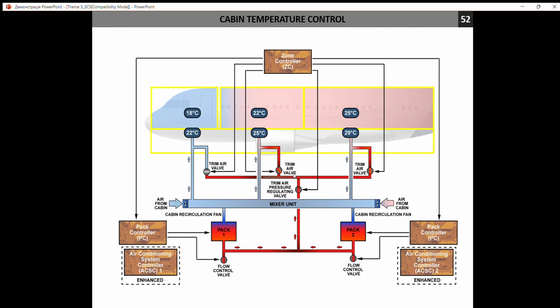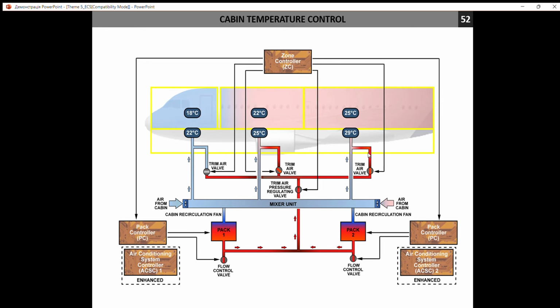Then from this mixing unit, by 3 separate lines, air is going to the cabin. If you want to increase the temperature of this air, you will mix cold air from the mixer unit with trim air, and depending on the temperature level that is predetermined by the pilots, you may mix it more or less.